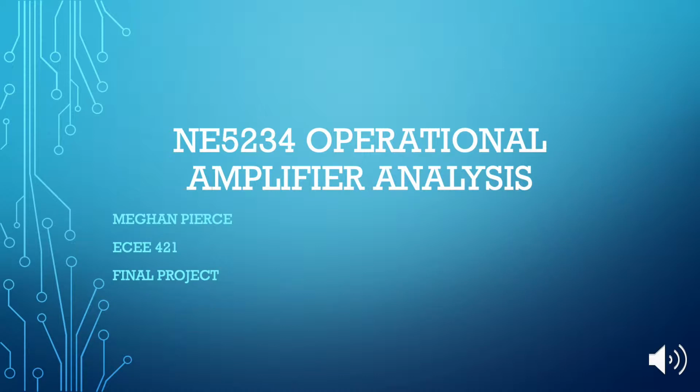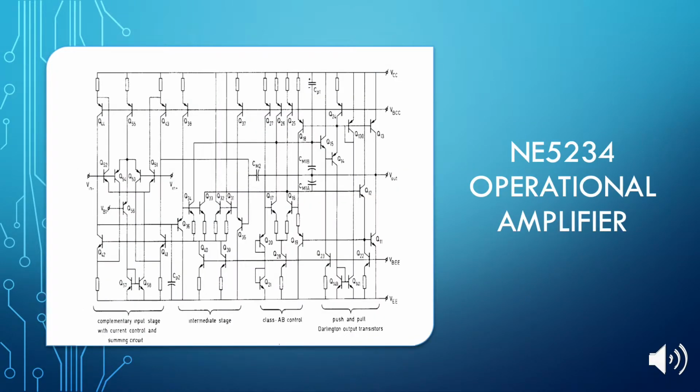And for my final project for ECEE 421, I did an analysis of the NE5234 operational amplifier. Within the amplifier, there are 5 stages that had to be analyzed: the input bias stage, the input stage, the second stage, the output stage, and the output bias stage.